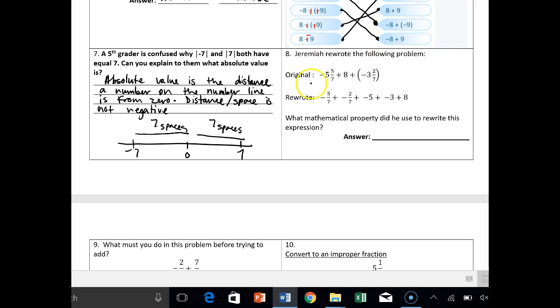Jeremiah wrote the following problem. The original problem is negative 5 sevenths, 5 and 5 sevenths plus 8 plus negative 3 and 2 sevenths. He rewrote it as negative 5 sevenths plus negative 2 sevenths plus negative 5 plus negative 3 plus 8. What mathematical property did he use to rewrite this? Obviously, this is the commutative property of addition, right? A very helpful commutative property.